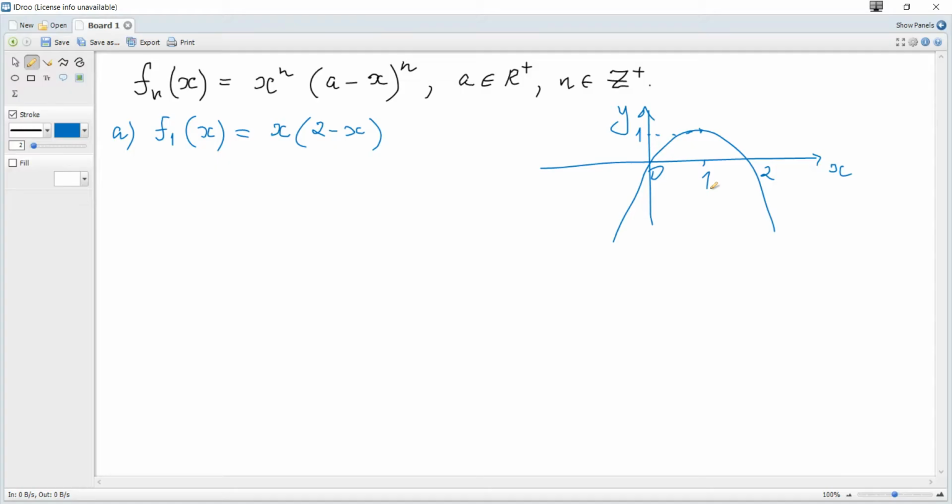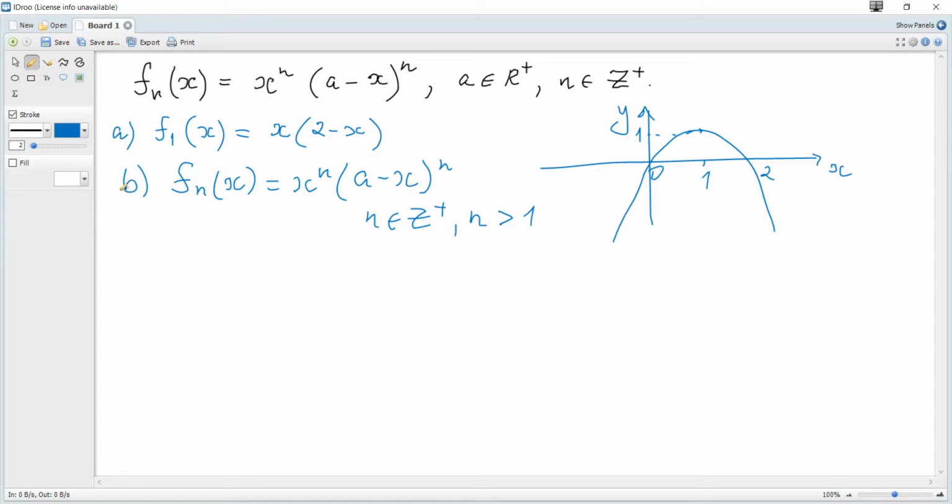Next, consider fn of x is x to the power of n times (a minus x) to the power of n, where n is a positive integer and n is greater than 1.